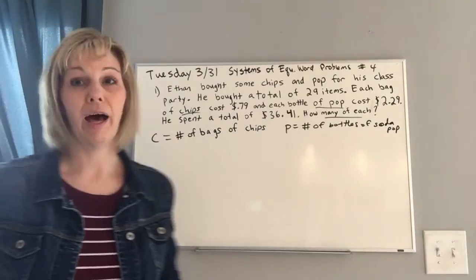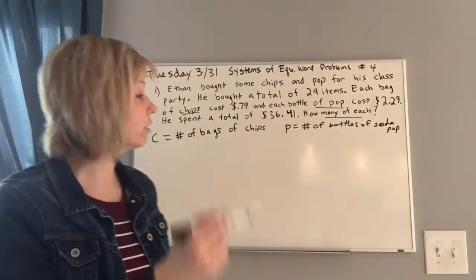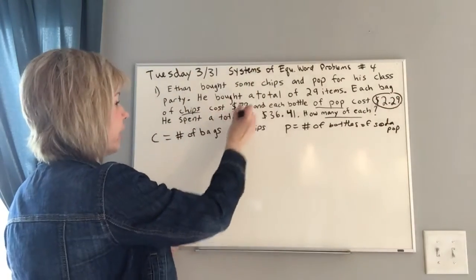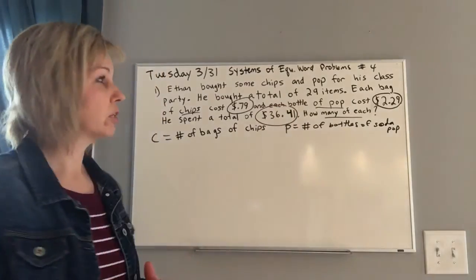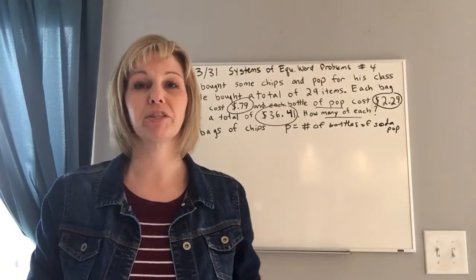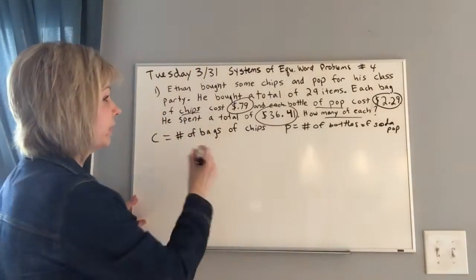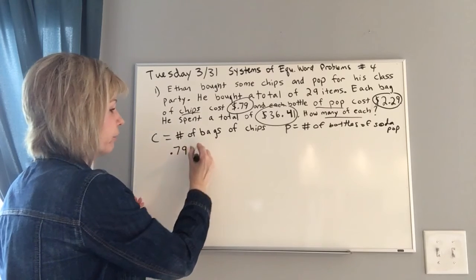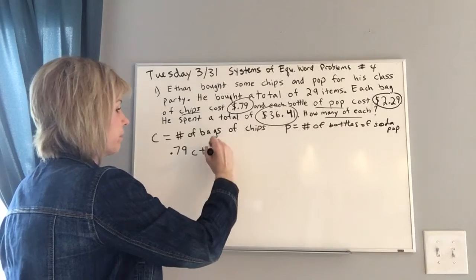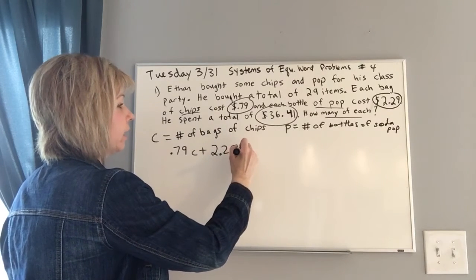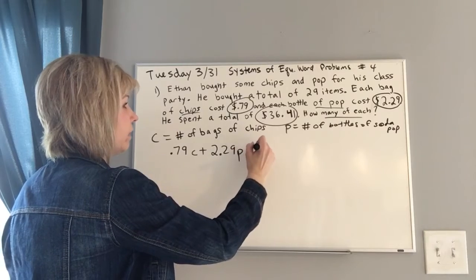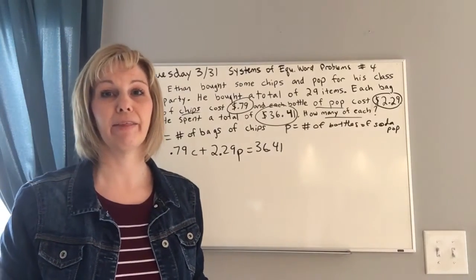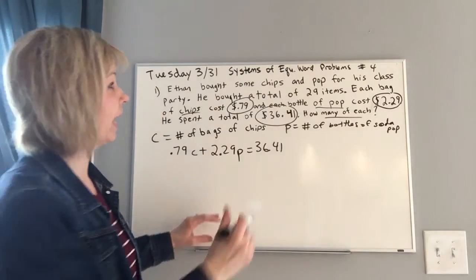Okay, so first of all, once you have your variables, let's do the money first. So we've got soda, and we've got chips, and we've got total. All of the money needs to go together in one equation. You're not going to change up the information. So for chips, it's 0.79. You don't need the dollar sign when you're writing the equation: 0.79C plus 2.29P equals 36.41.